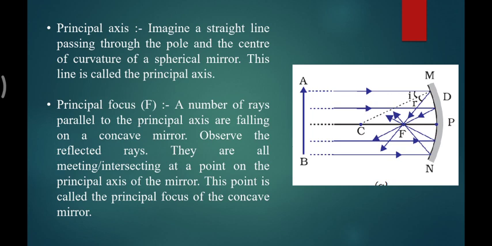Here you can see the first ray, second, third, fourth and fifth, five sets of parallel rays fall on the mirror and reflect back in the opposite direction of incoming. They are focused at some point on the principal axis, and that point is named the principal focus. Definition: a number of rays parallel to the principal axis falling on a concave mirror are observed to reflect and all meet or intersect at one point. That point is named the principal focus, represented by capital F.